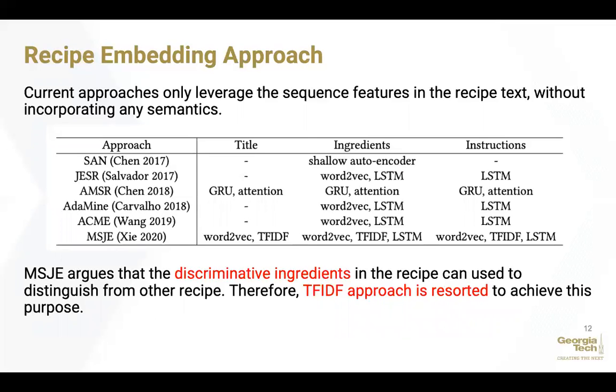The table below summarizes the main feature engineering techniques of the existing approaches on recipe title, ingredients, and cooking instructions for recipe embedding. Most of the current approaches encode the recipe embedding by LSTM or GRU to leverage the sequence feature in the recipe text without incorporating any other semantics. NSJE argues that discriminative ingredients in the recipe can be regarded as the keywords to distinguish its recipe from other recipes. Therefore, the TF-IDF approach is used to find the discriminative ingredients in the recipe text.